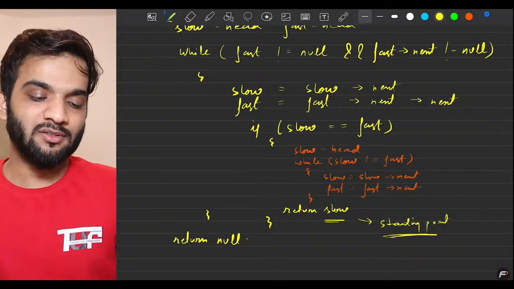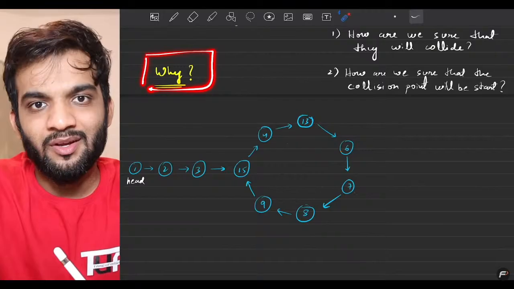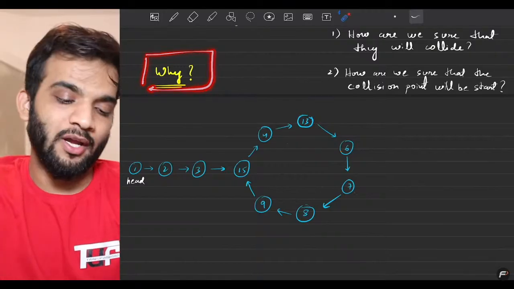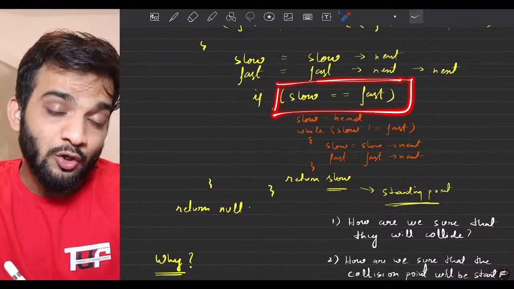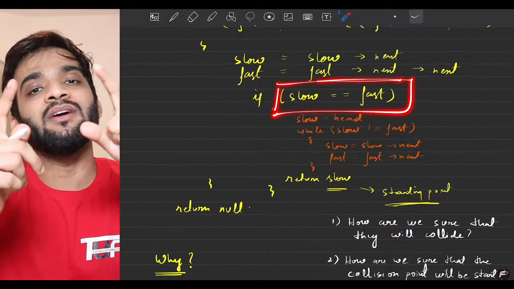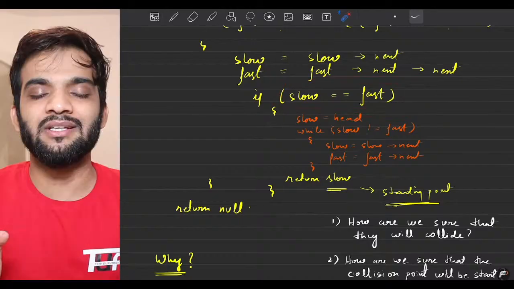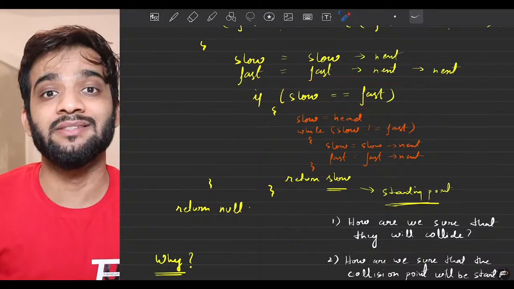So the big question: why is this algorithm working? If I go back to the code, we know this section. This section is for detecting a loop, and we know the intuition of it because we have discussed it in the previous video. In case you haven't seen it, the link is in the description.